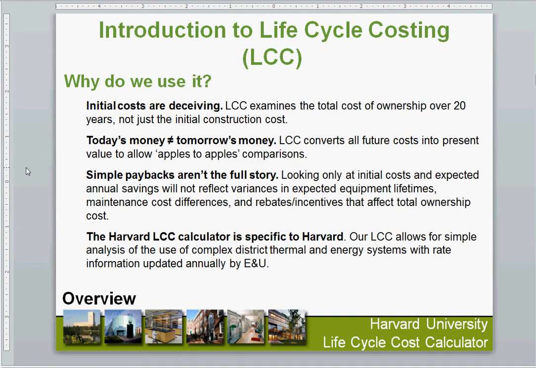So why do we use it? There's a number of reasons we use the life cycle calculator, and many of these will become more apparent as we actually get into the use. The first one is that initial costs are deceiving. It's very easy, especially on capital project teams, to just look at that big number at the bottom, which is how much is this going to cost me overall, that big initial cost.